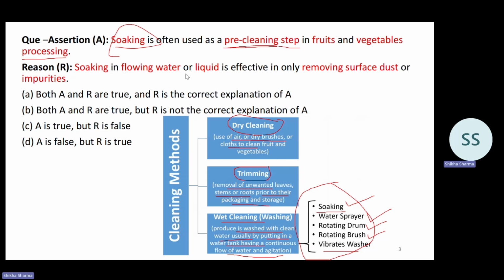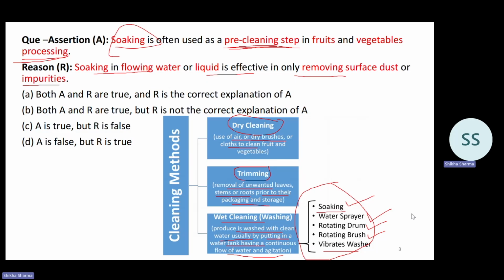Yeah, so the assertion is talking about how soaking is often used as a pre-cleaning step in fruits and vegetables processing. The reason is that soaking in flowing water or liquid is effective only in removing surface dust or impurities. So one is the soaking method, used as a pre-cleaning step, and the other is the reason, saying that soaking only removes the surface dust and impurities, and it will not do the internal cleaning.